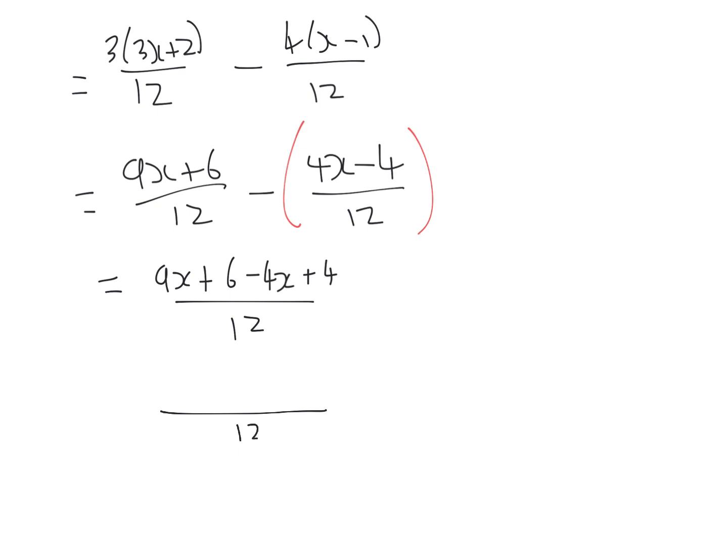We can then simplify the numerator. 9x take away 4x is 5x, and 6 plus 4 is 10. So 5x plus 10, all divided by 12.